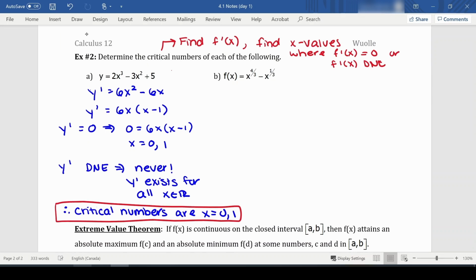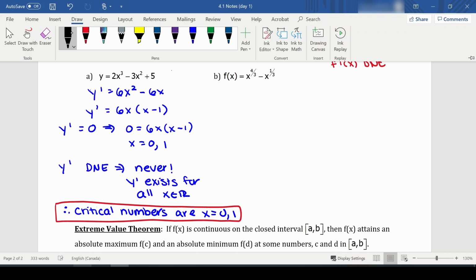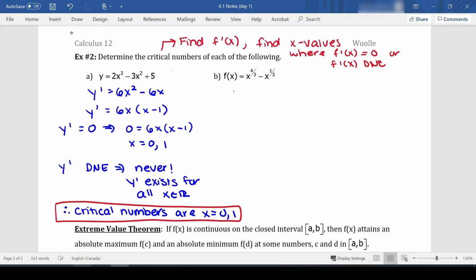Now, if you'd like, you can pause the video here and go ahead and try B on your own. If you're not quite sure yet what you're doing, you can keep watching. So we're going to start by finding f prime. So we'd have 4 over 3 x to the 1 over 3 minus 1 over 3 x to the negative 2 over 3.